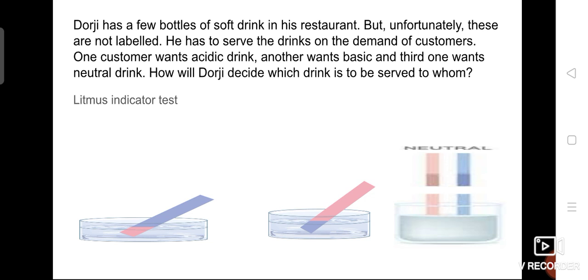Suppose both litmus papers are used and we don't find any color change, then it should be a neutral soft drink. So with the help of the litmus test, that is the indicator test, you can find.